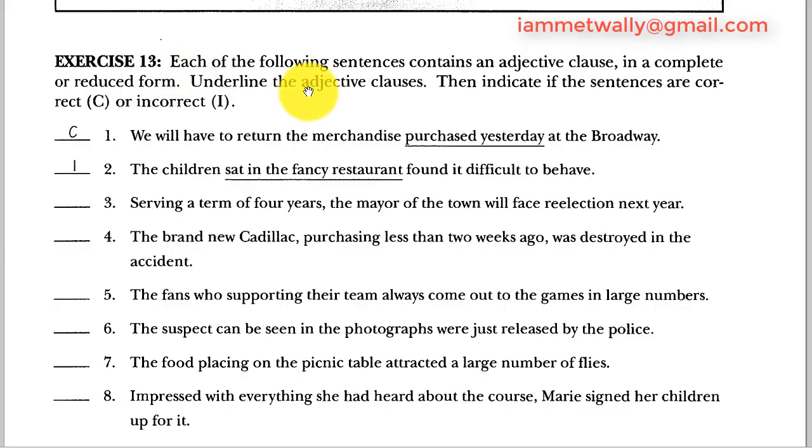Exercise 13. Each of the following sentences contains an adjective clause in a complete or reduced form. Underline the adjective clause, then indicate if the sentences are correct, C, or incorrect, I. Let's go to number 3.